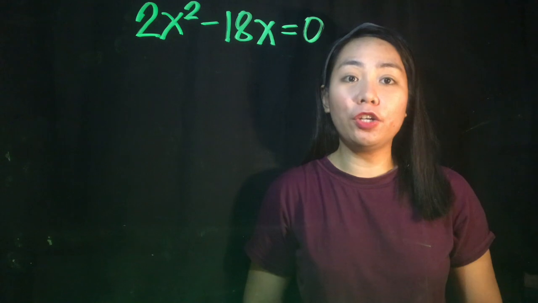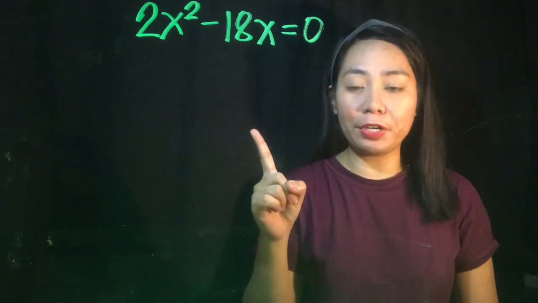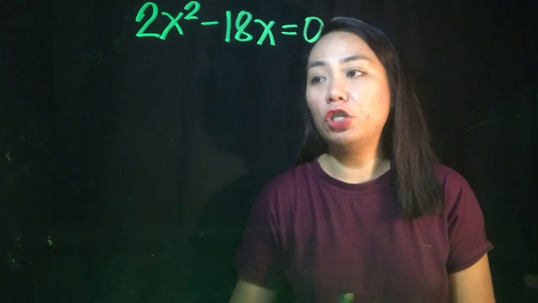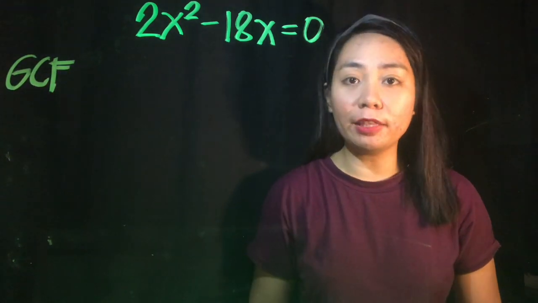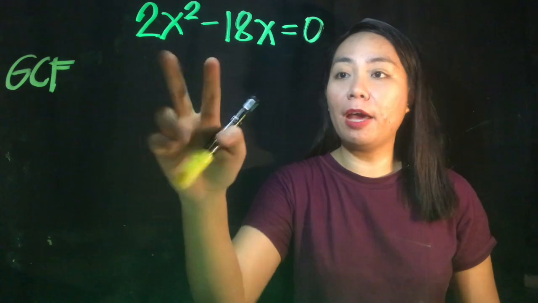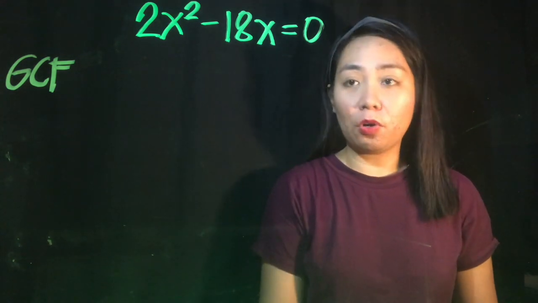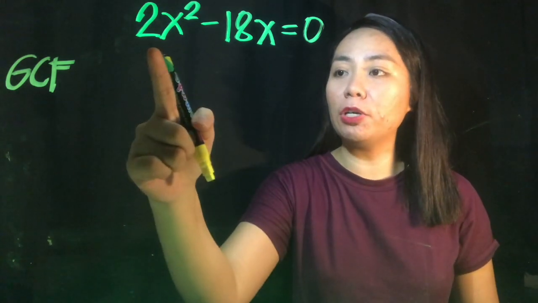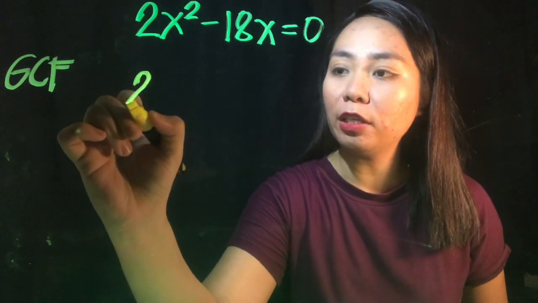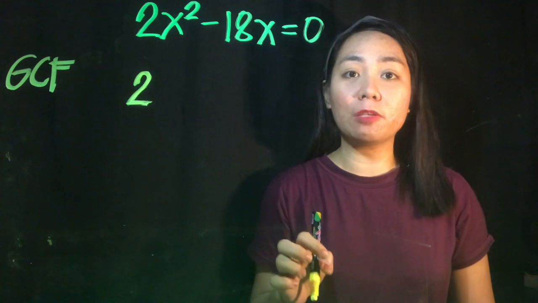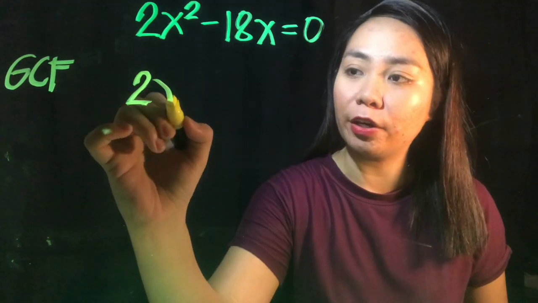In factoring your quadratic equations, the very first technique is by GCF. When we speak of GCF, this is your greatest common factor na meron sa dalawang terms. So, for this case, let's check the numbers. You have 2 and 18. So, both are divisible by 2. You can now put it here. And for the variables, parehong may x. So, we put here your x.